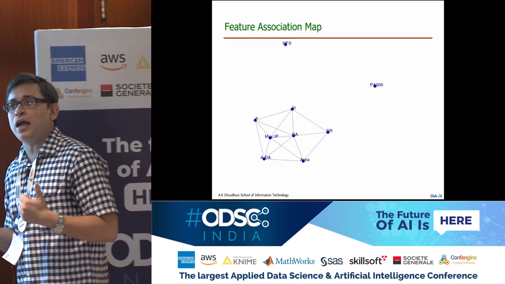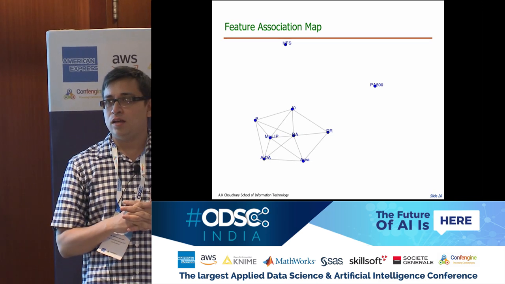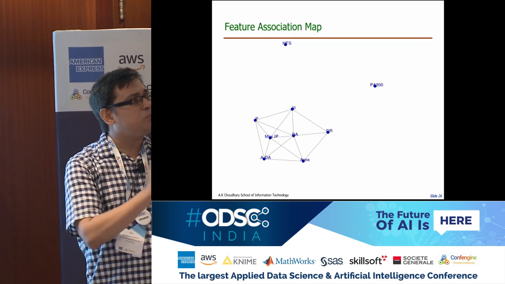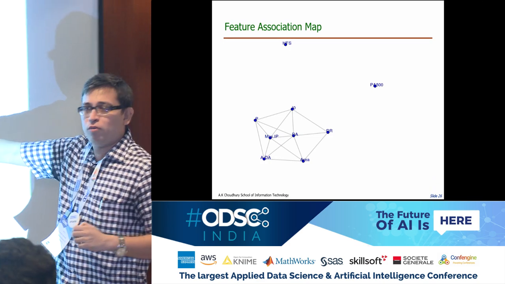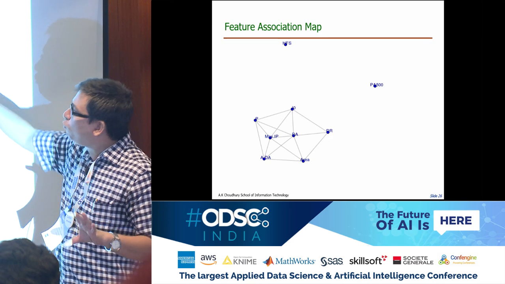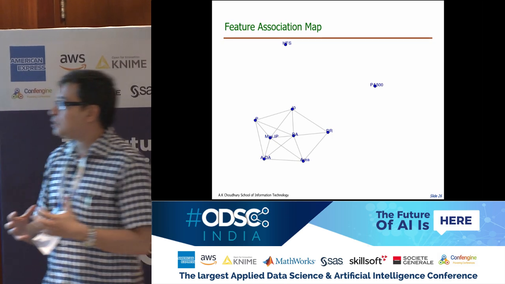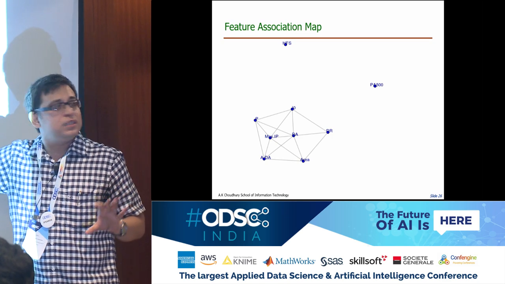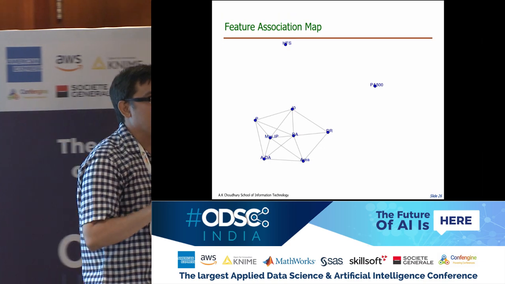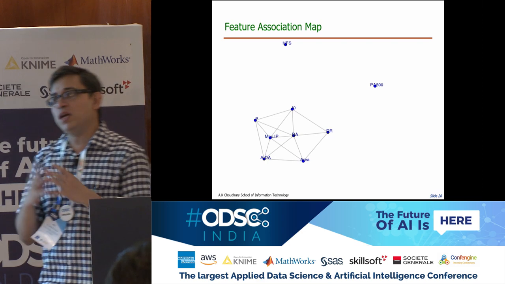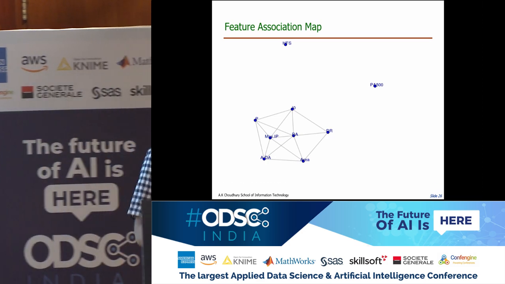Now can you tell me how I can select some features out of it? At least this much is intuitively clear to you, that there is a big cluster where features are interconnected, and there are two features which are out of that cluster. So probably I can pick one or two from this cluster and two from outside, and that can give me a good feature subset.